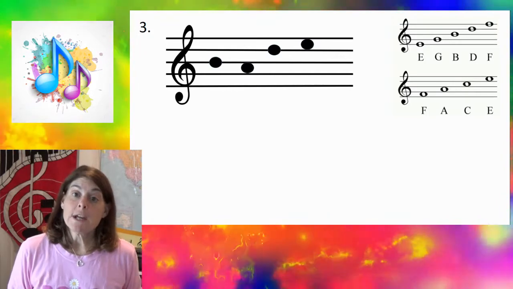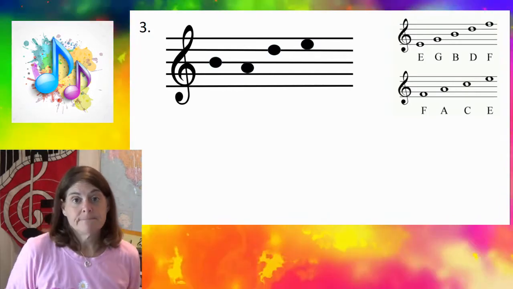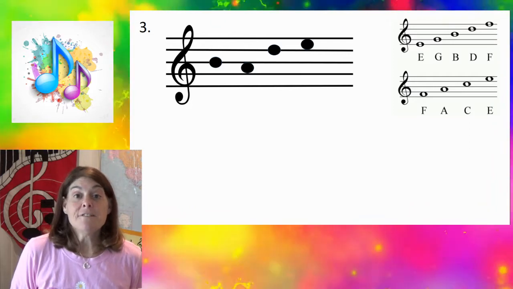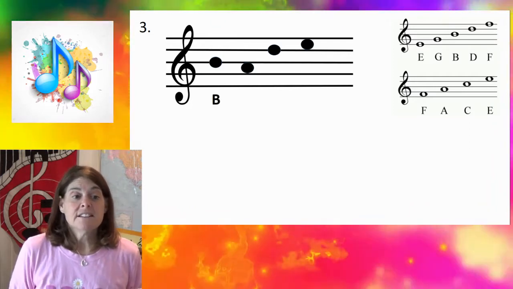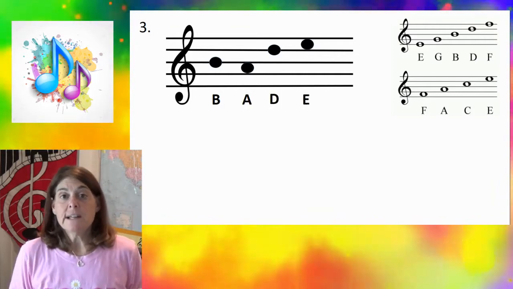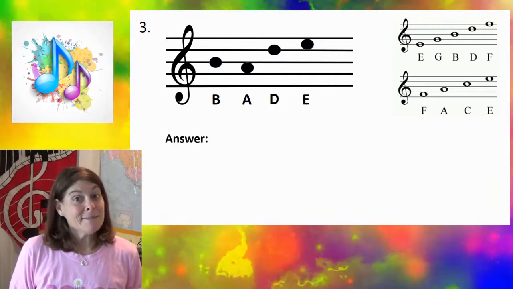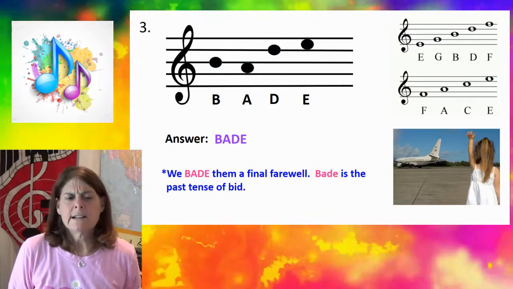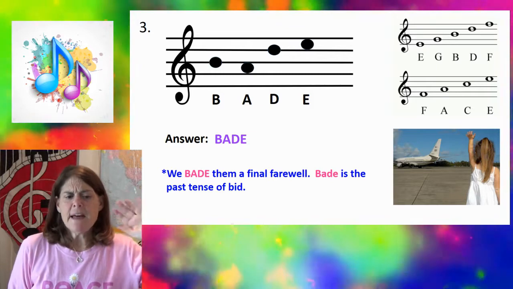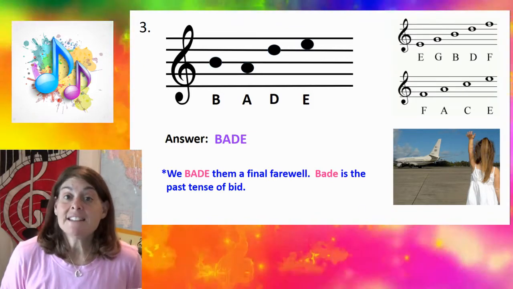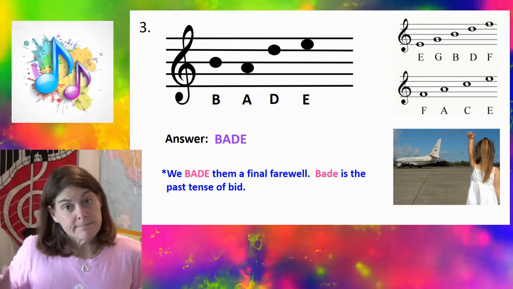Number 3, press pause. Number 3, first note B, second note A, third note D, fourth note E. What does that spell? Bade. We bade them a final farewell. Bade is the past tense of bid.